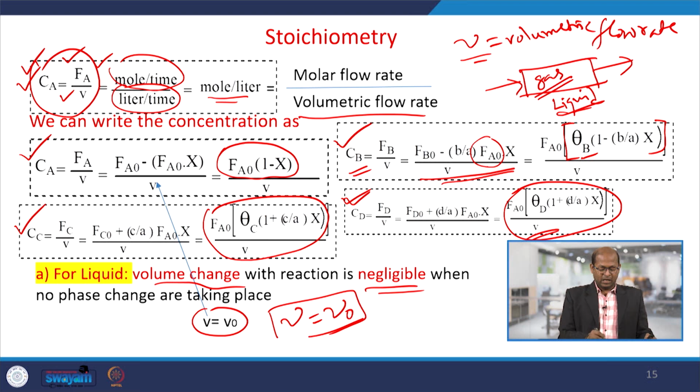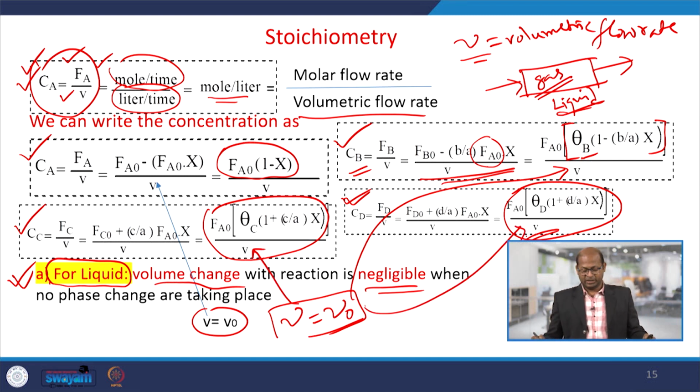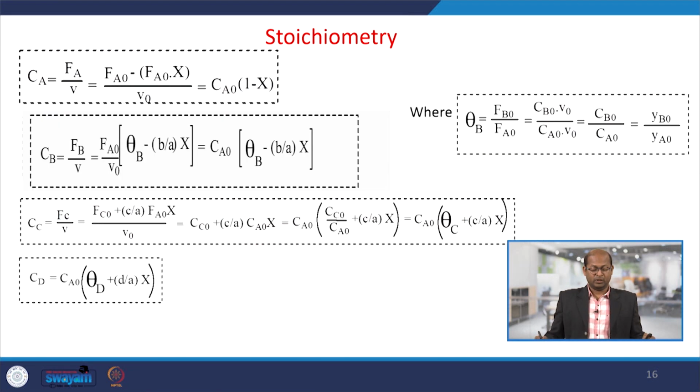Therefore, if we consider the system is in the liquid phase, meaning all the reactants are liquids and the reaction is taking place in the liquid phase, then v equals small v equals small v naught, we can put it here. Similarly for component B also v equals v naught, we can put it here, and for component C and component D also we can replace small v with small v naught.